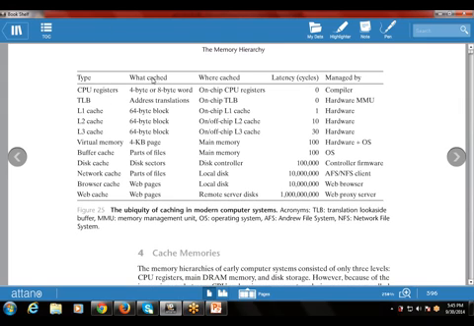This shows the type, what is cached, where it is cached, the latency, and who manages it. The first type is the CPU register. What is cached are 4-byte or 8-byte words, and where it is cached is on the chip, in the CPU registers. There is no latency, and it is managed by the compiler.